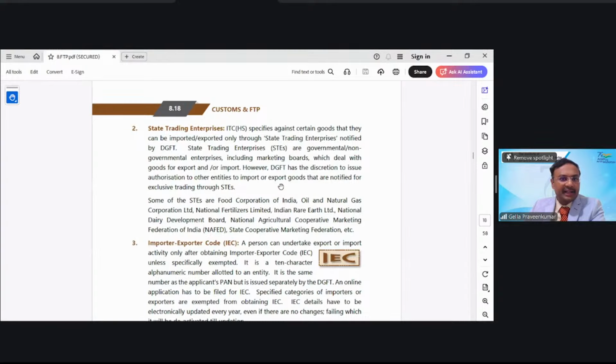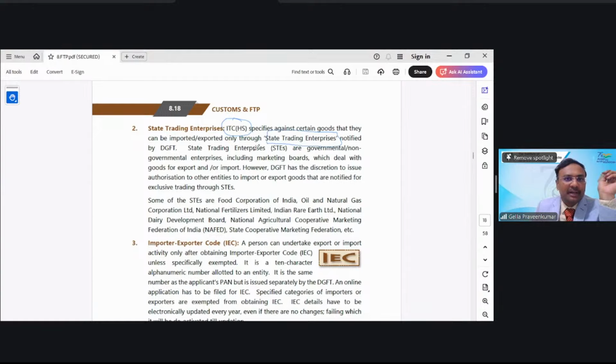You can see state trade enterprises. In state trade enterprises, they have given my state ITCHS specifications against certain goods that they can be imported or exported only through state trade enterprises. So they say that under DGFT, I have Indianized the Indian Trade Classification, where they have mentioned that goods either import or export, I permit only through state enterprise.